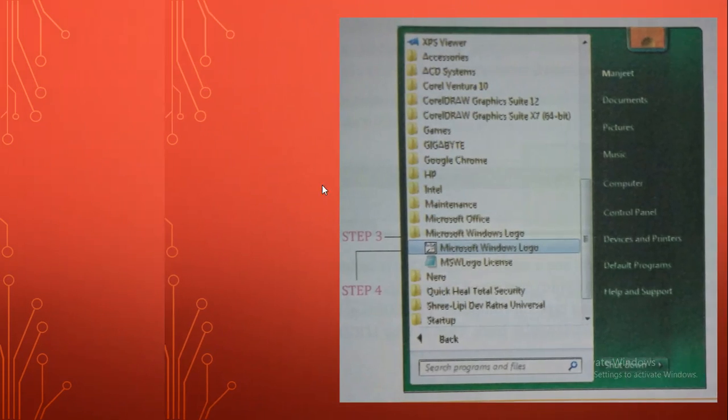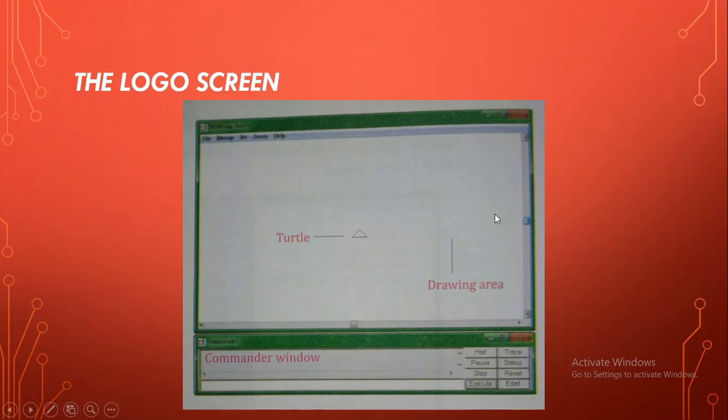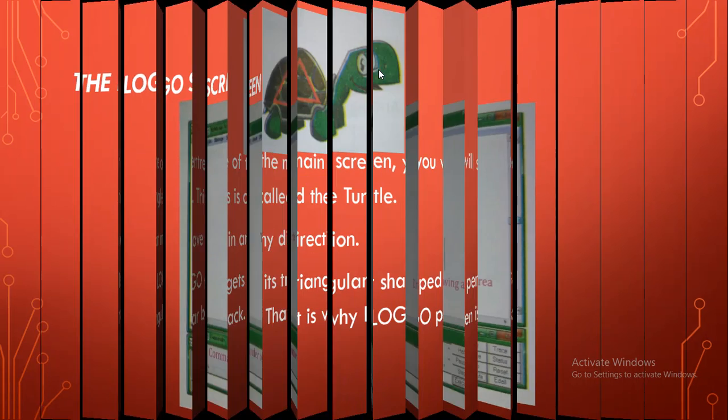Okay. Now next one, you can see this is the Logo screen. It is very simple and easy to understand. This is the Logo screen. You can see this is the drawing area, and this triangular cursor or bar, we can say it is the turtle. This white color area is the drawing area. This one is the commander window, and these are the various buttons which are to be used for performing various functions in this drawing area. So this is the Logo screen.